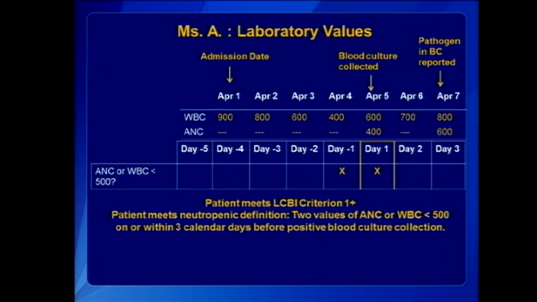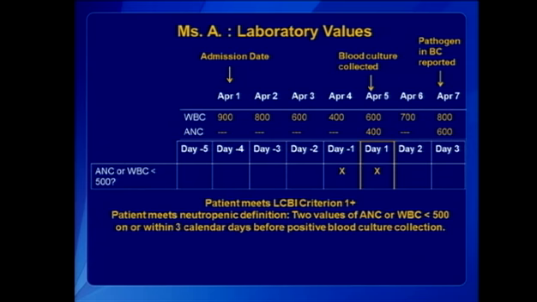The patient meets the LCBI criterion 1 because she had a positive blood culture with a pathogen and no other recognized source. And additionally, the patient meets the neutropenic definition, which is 2 values of an ANC or a WBC less than 500 on or within 3 calendar days before the positive blood culture collection.